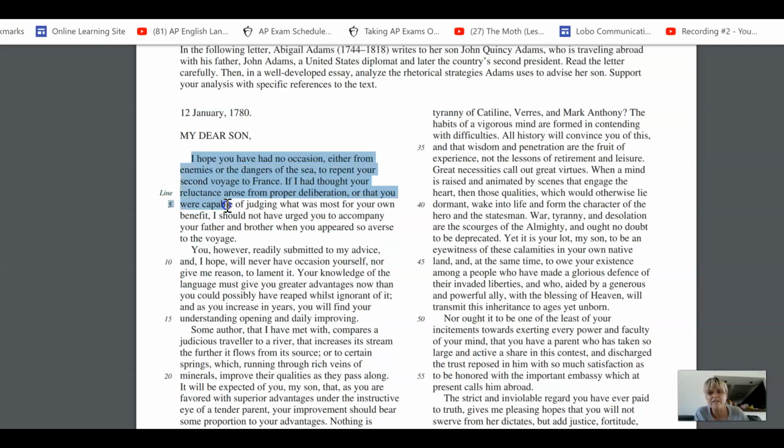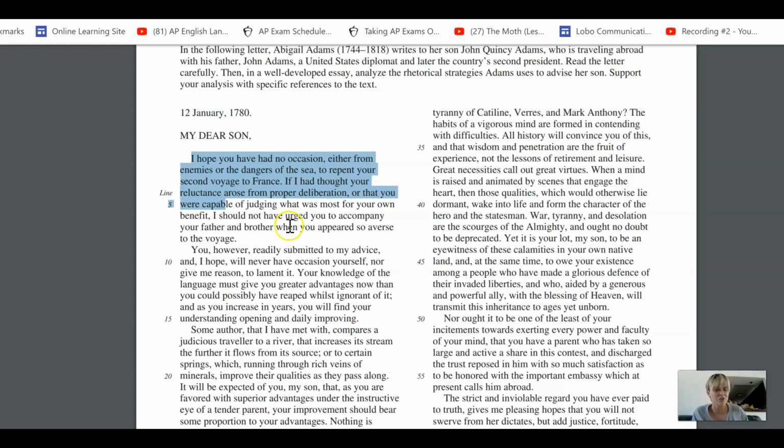So I hope you have had no occasion, either from enemies or the dangers of the sea, to repent your second voyage to France. If I had thought your reluctance arose from proper deliberation, or that you were capable of judging what was most for your own benefit, I should not have urged you to accompany your father and brother when you appeared so averse to the voyage.